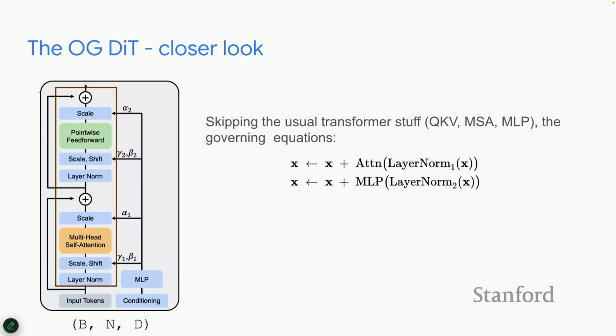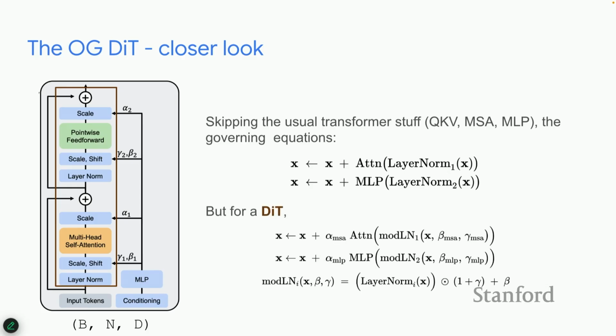And skipping the regular transformer bits like the QKV, the multi-head self-attention, and the MLP layers, we know the equations that govern the computations that take place within a standard transformer encoder block, right? So this is fairly well known. Now the part that's not known at this point in time, hopefully, is how do we modulate the conditioning bit? How do we actually inject the conditioning in the transformer blocks? So this is how we do it.